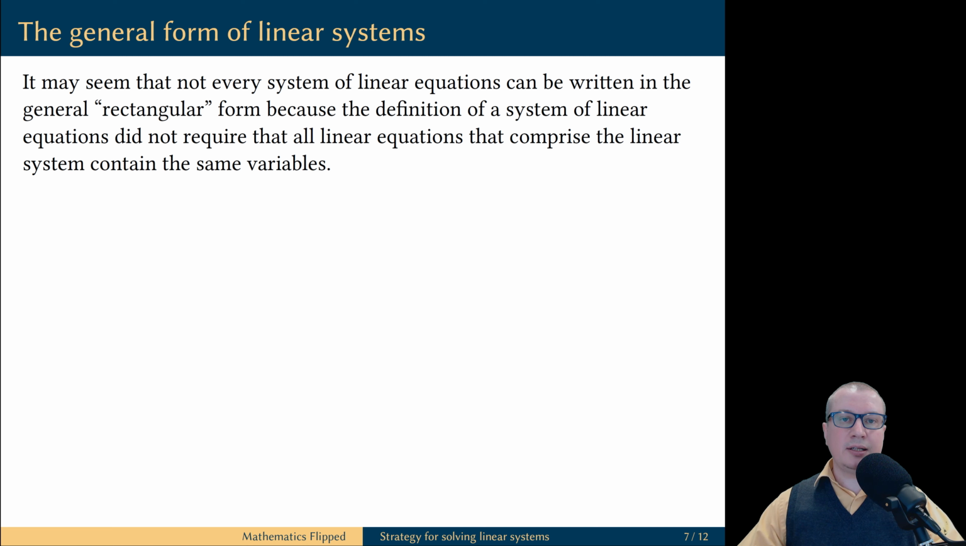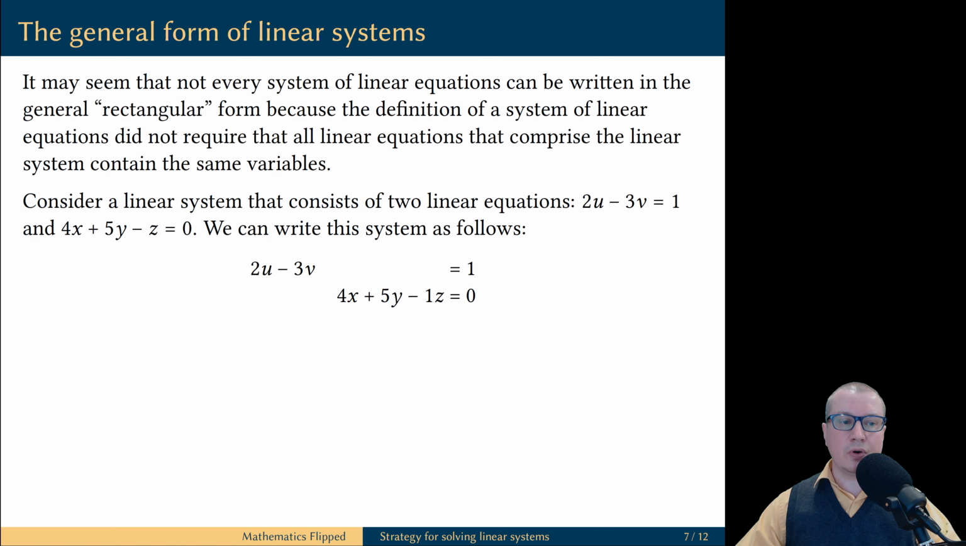Now, it is not immediately clear from the definition that any linear system can be written in this strict rectangular form, because that general form says that all equations in the system involve the same collection of variables. Yet the definition doesn't say that all equations in the system have to involve the same variables. Let me convince you that every linear system in fact can be written in this rectangular general form.